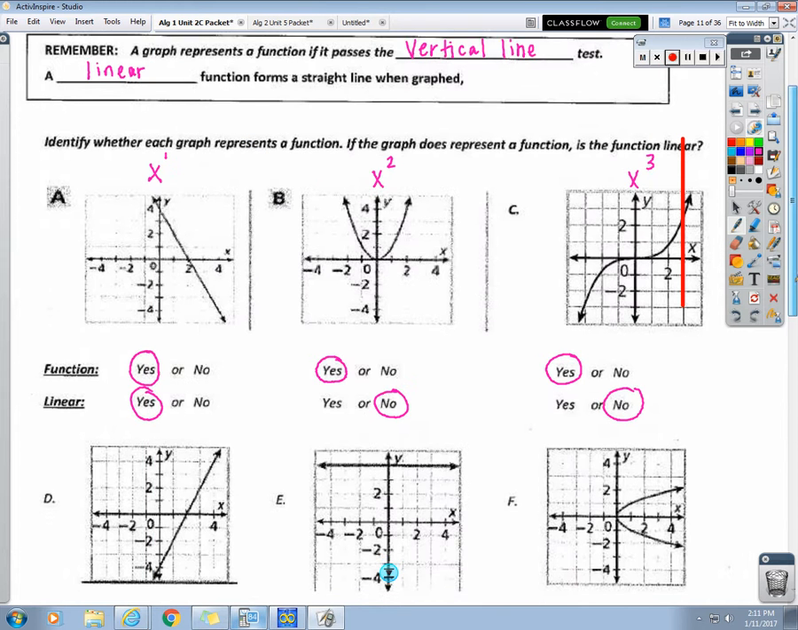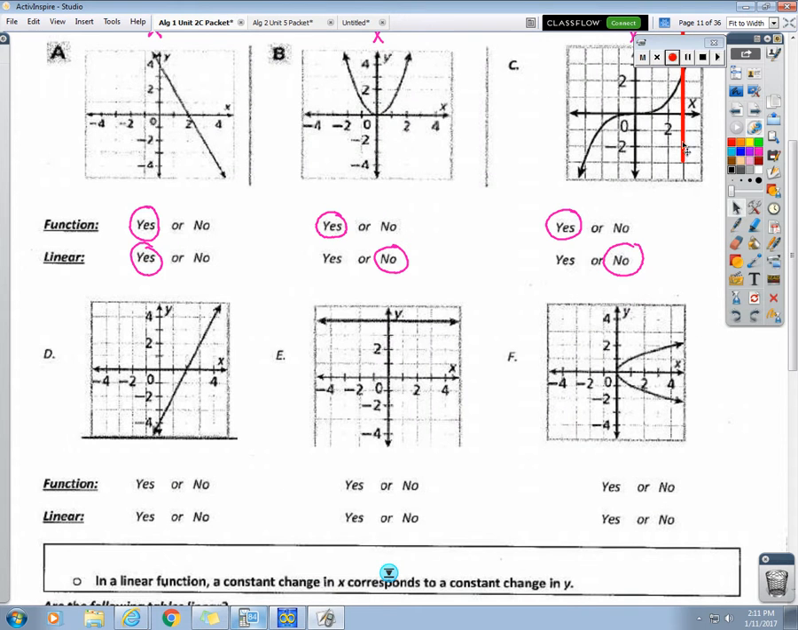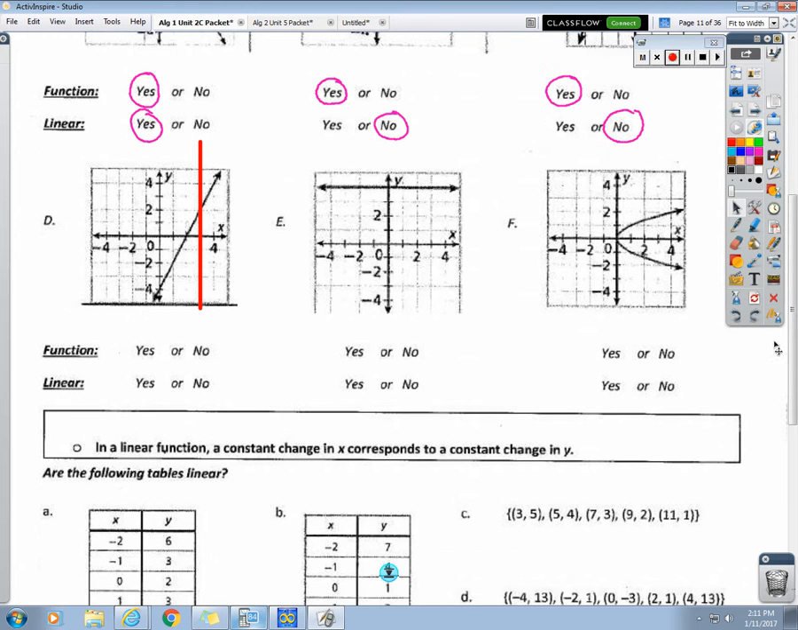Alright. Graph D. Is graph D a function? Yes. It only crosses in one place. Is it a linear function? Yes. That's a straight line that's been graphed. Okay. Graph E. Is it a function? Yes. It only hits it once.